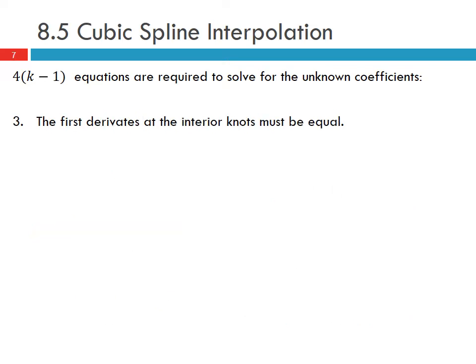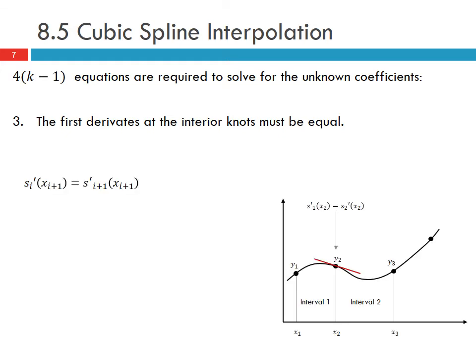Next, we can say that the first derivatives at the interior knots must be equal. So the slope of this function has to equal the slope of this function at the point that they meet. We can write this as shown here. The first derivative of S_i at the point x_{i+1} has to equal the first derivative of S_{i+1} at the same point x_{i+1}. So this gives us an additional k-2 equations.